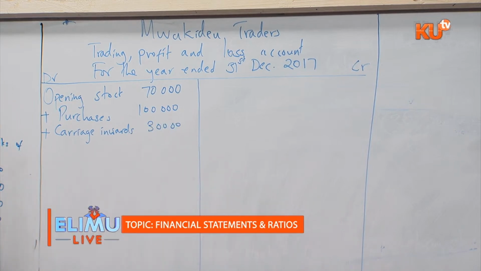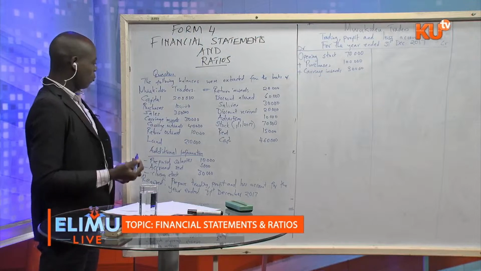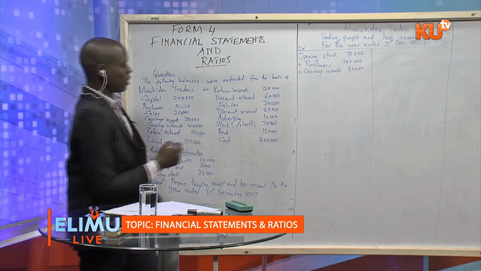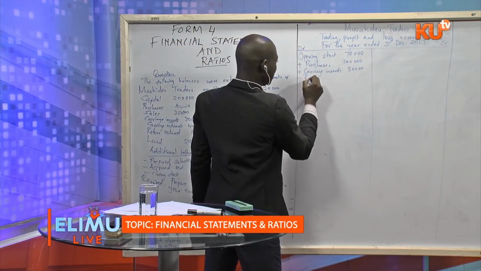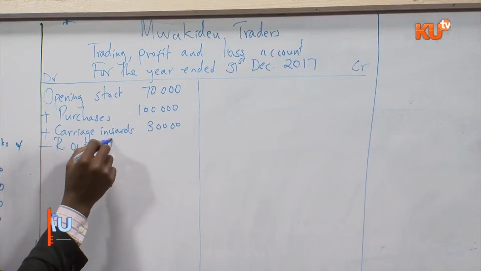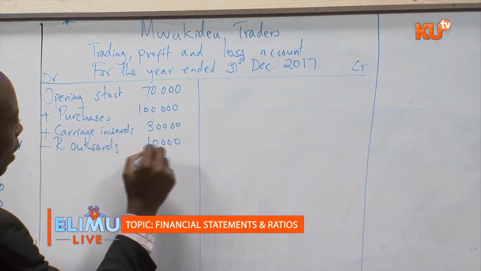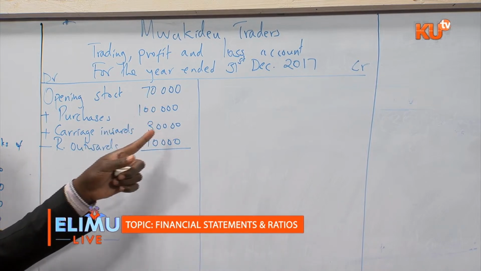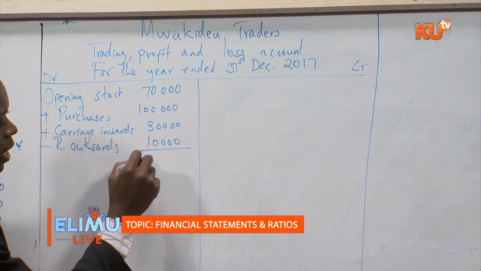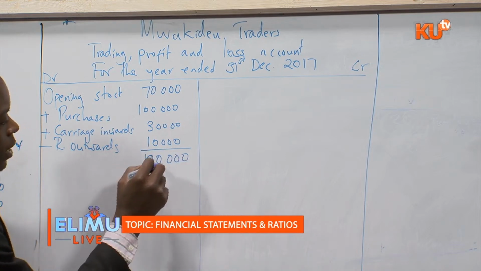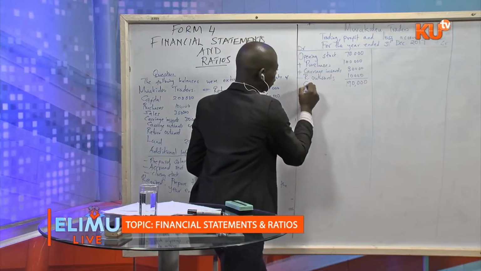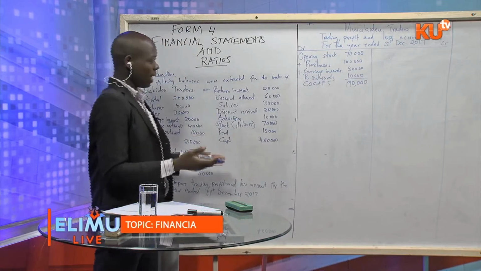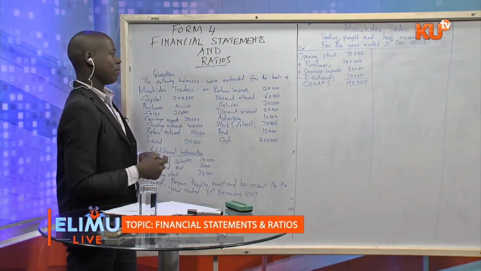Number 4, do you have purchases returns or returns outwards? And from Mwakideu, the balances, we have purchases returns, 10,000. So we subtract returns outwards or purchases returns. So that is 10,000. Now let's work out this. This is 70, 170. This is 200 minus 10 gives us 190,000. And this figure, we call it the cost of goods available for sale. What is available in the business for sale? That is what we have as 190,000.